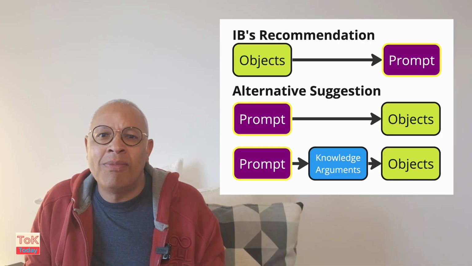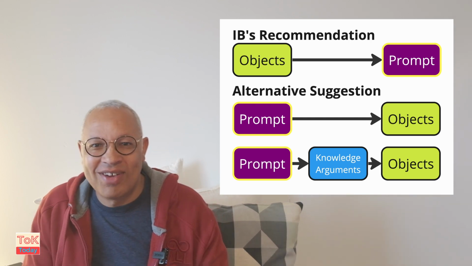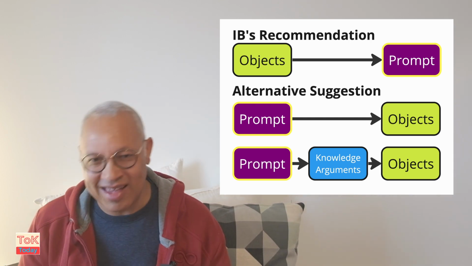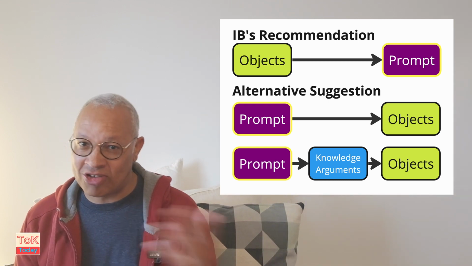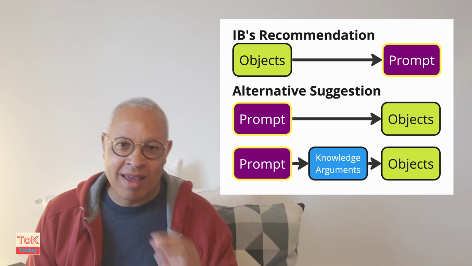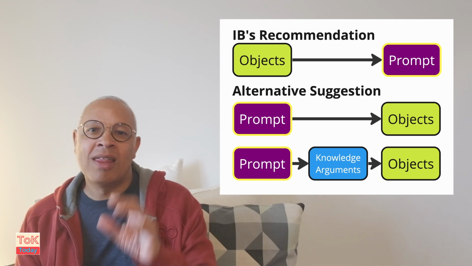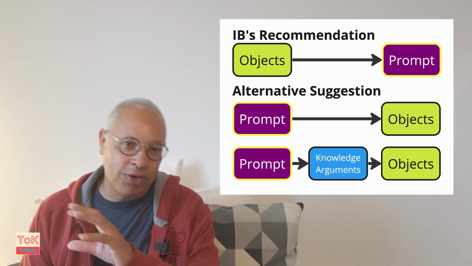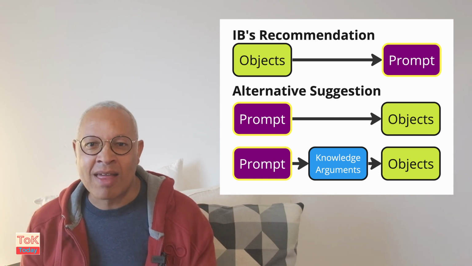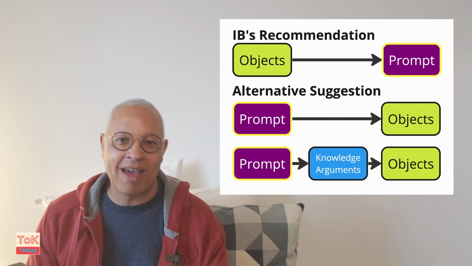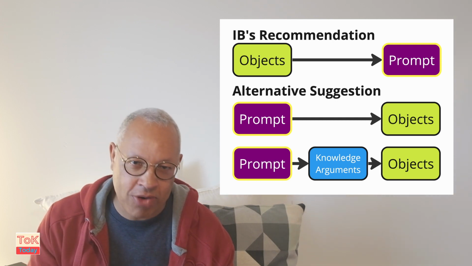And it's born from the experience of doing the exhibition with students in the past few years. My experience of letting students choose their object first, as IB recommends, is that when they come to write their commentary, they often find that the objects don't fully link to nor illustrate the prompt and the knowledge arguments. Then they have to go back and they have to change their objects to more appropriate ones.